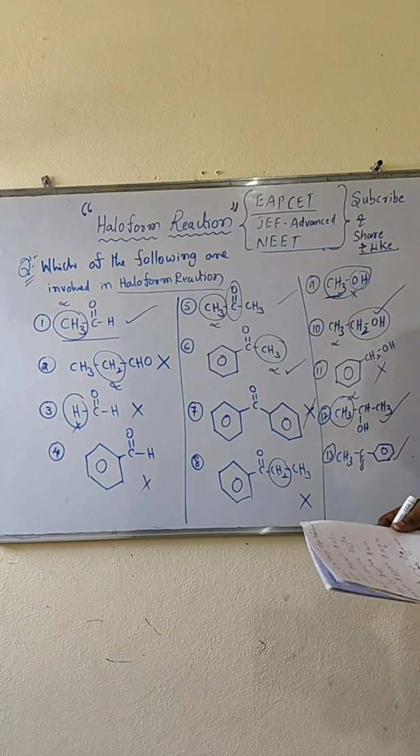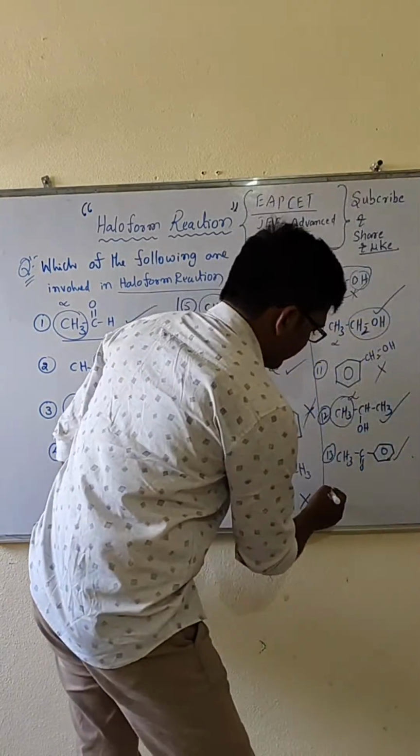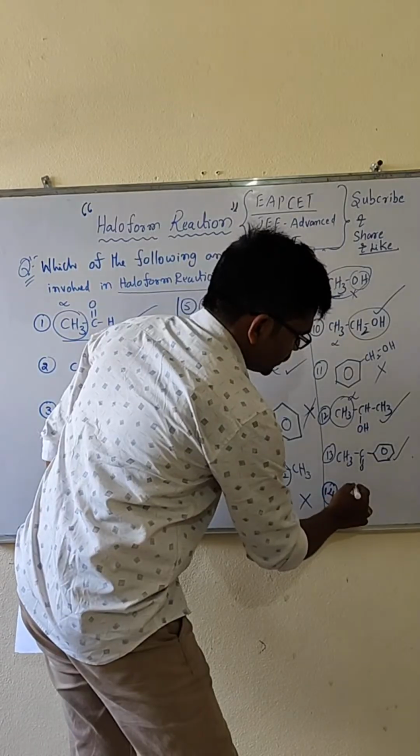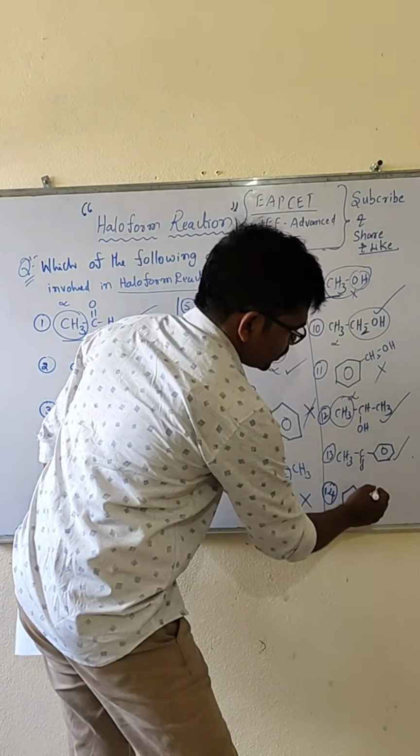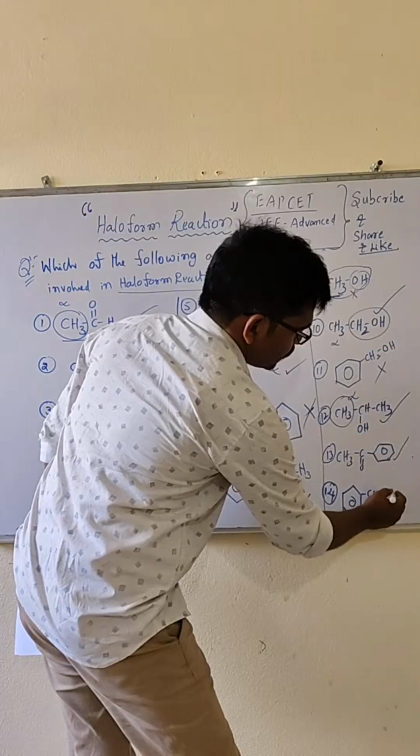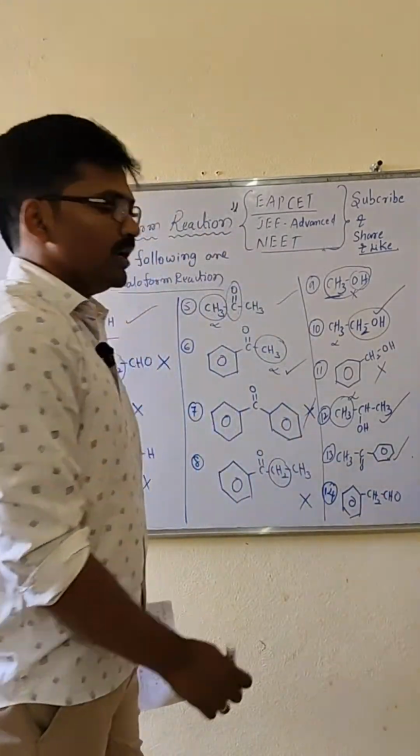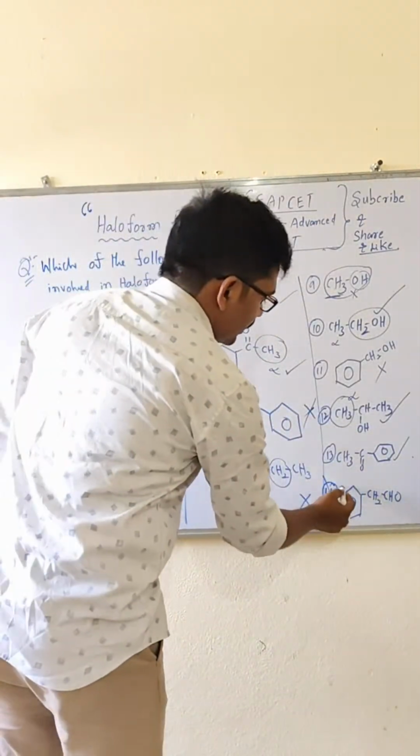So the next one, the last one, the 14th one: the benzene attached with CH2, then CHO. Is that involved in the haloform reaction? No, it won't be involved in the haloform reaction.